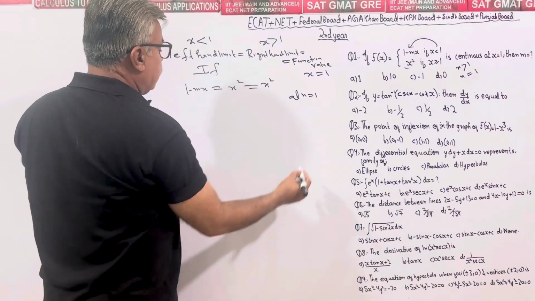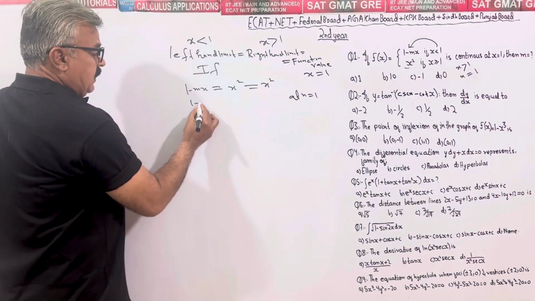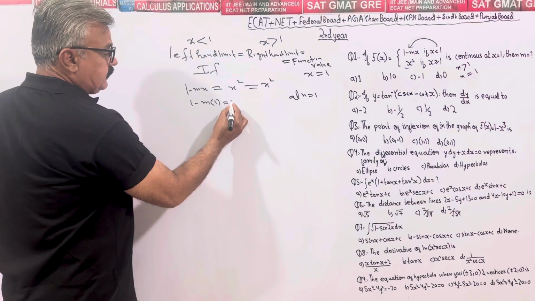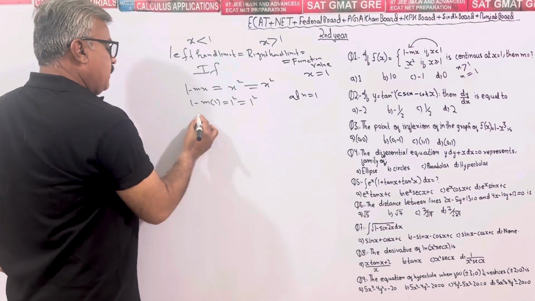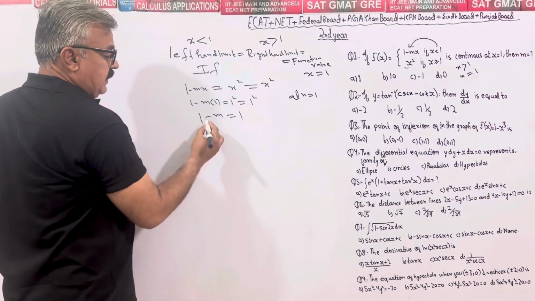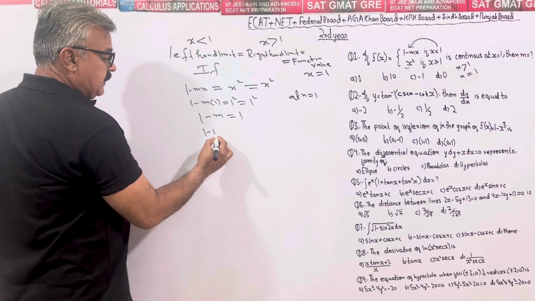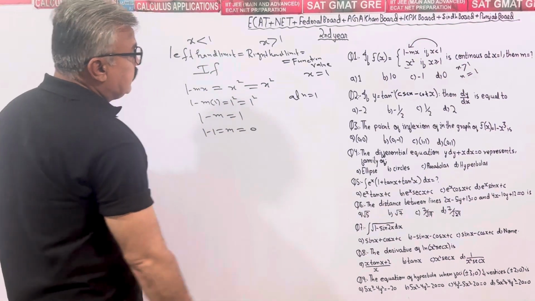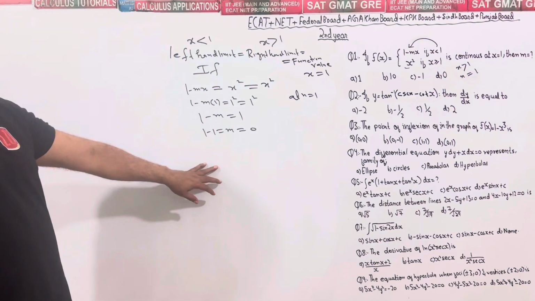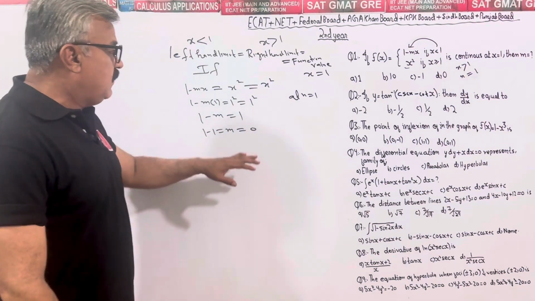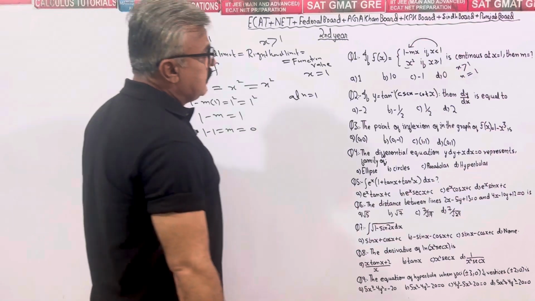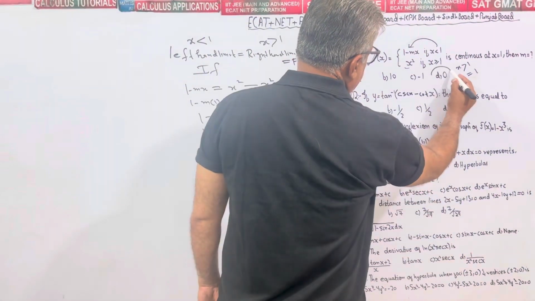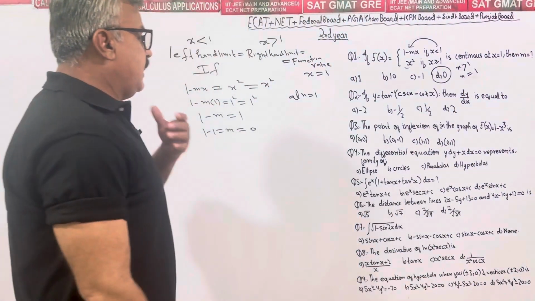At x is equal to 1, put 1 instead of x: 1 minus m times 1 square, it is also 1 square. Means 1 minus m is equal to 1. Shift m there, 1 minus 1, so m is equal to 0. When the function is continuous at x is equal to 1, the value of m is 0. Our option number D is the right option in that case.